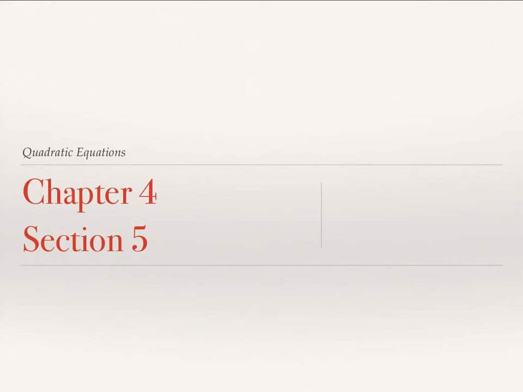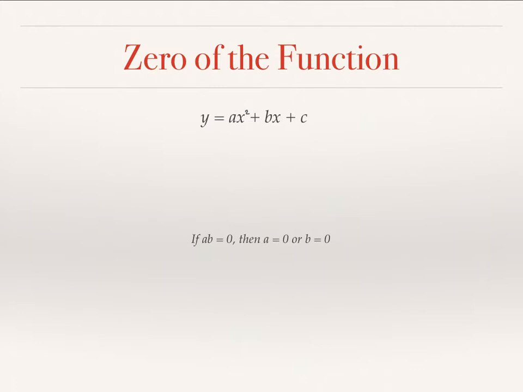4.5. We are dealing with quadratic equations. So we still have that same x squared with an x and a number, but now we have an equal sign, so it makes it an equation. Before we just had quadratic expressions, now we have equations. So what we are doing is essentially finding the zero of the function.